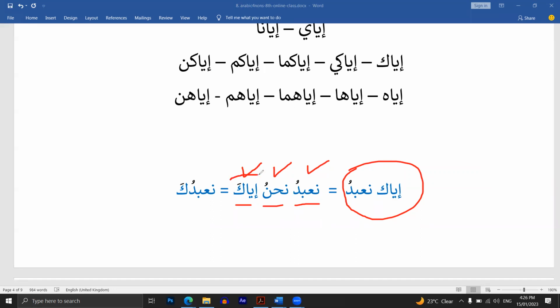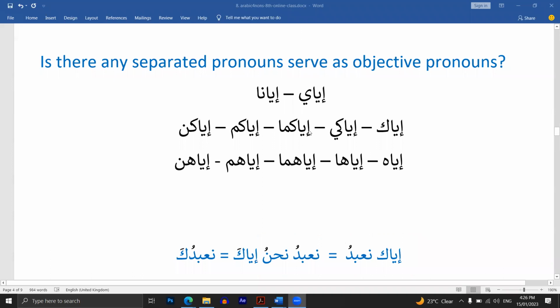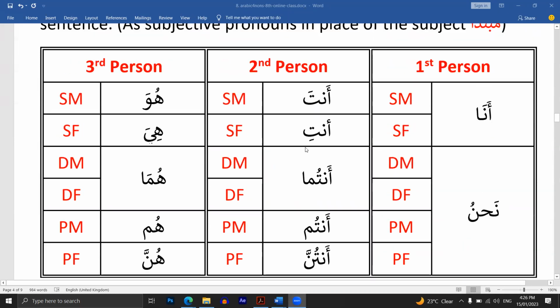So here we see a separate pronoun, and at the same time it's an objective pronoun. It replaces the object of this verbal sentence. Anyway, I don't want to confuse you with these types of pronouns because, as I said, you cannot see them many times in Arabic. Usually you will see these subjective pronouns.